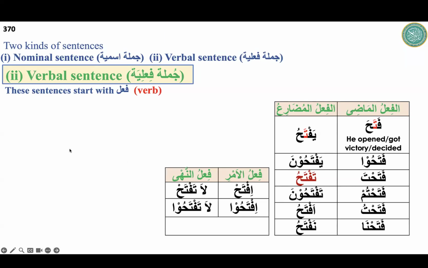So back to the verbal sentence again. The verbal sentence starts with a verb, and what is the verb? We already know madi and mudare, we already studied about this. And the concept which we already did is outside doer and inside doer.